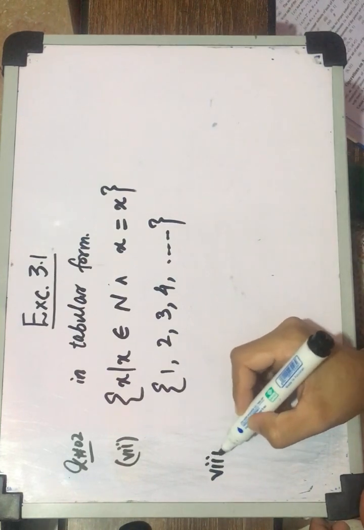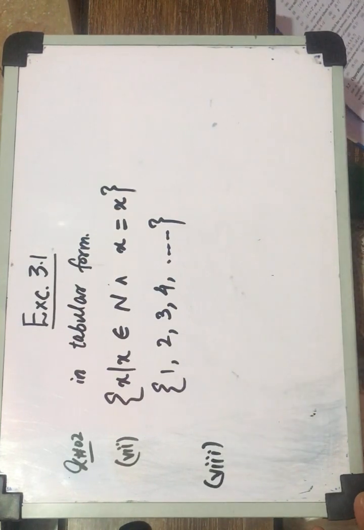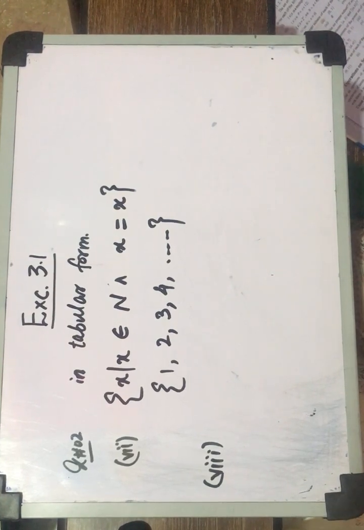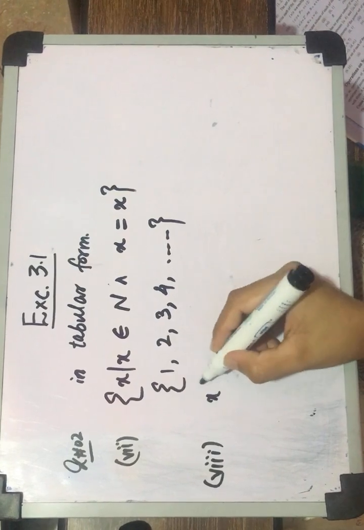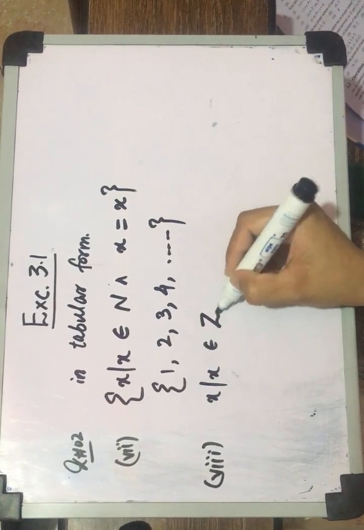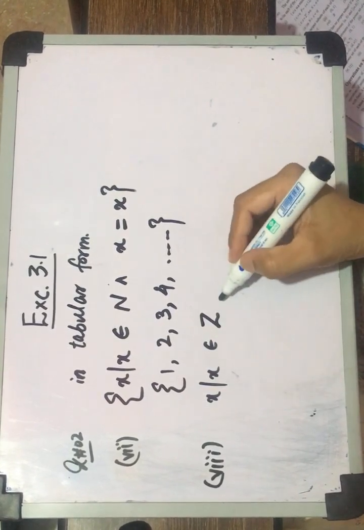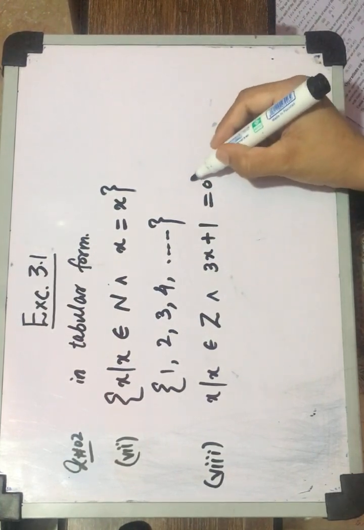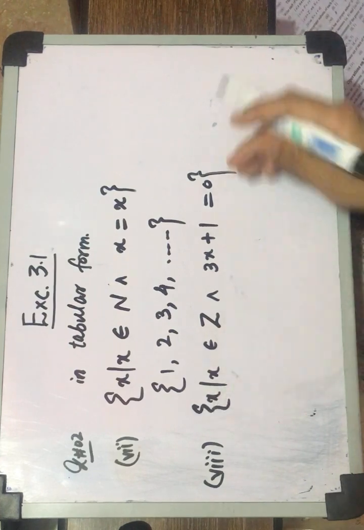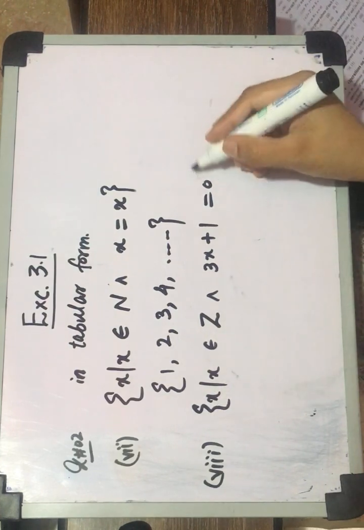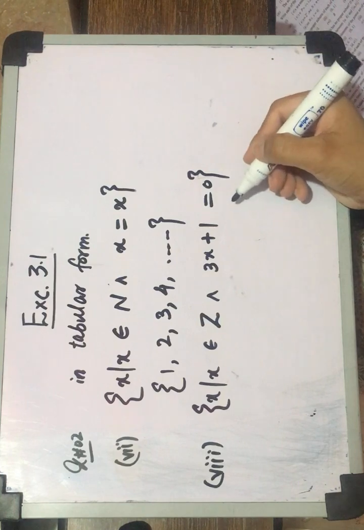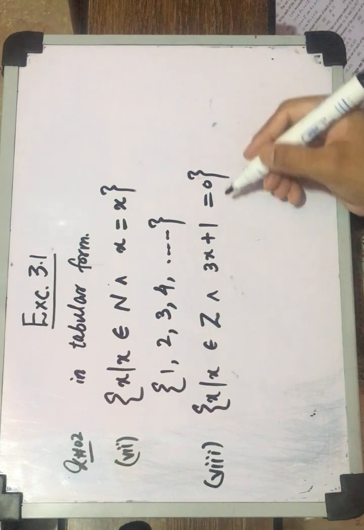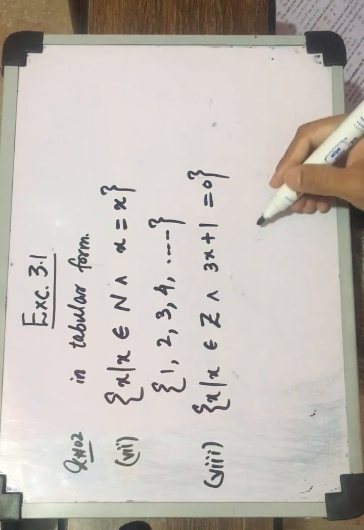Okay students, next we have 8. And what is it but x such that x belongs to Z, where Z is the integers, and 3x plus 1 is equal to 0. Now you have to identify at what point this equation will be satisfied when taking from Z, the integers.